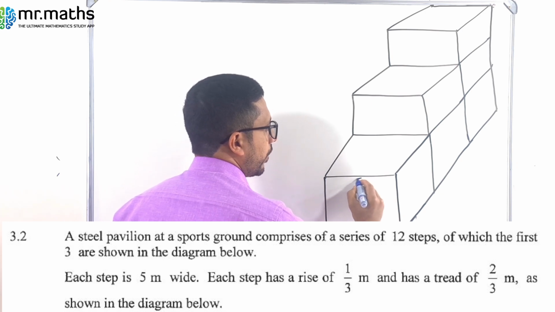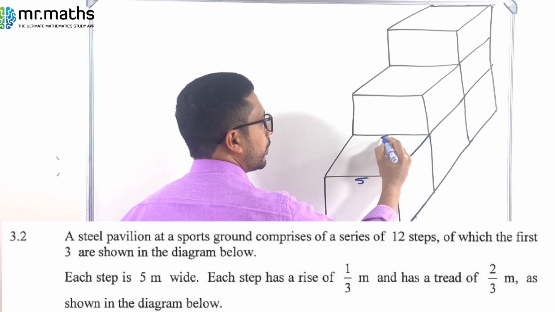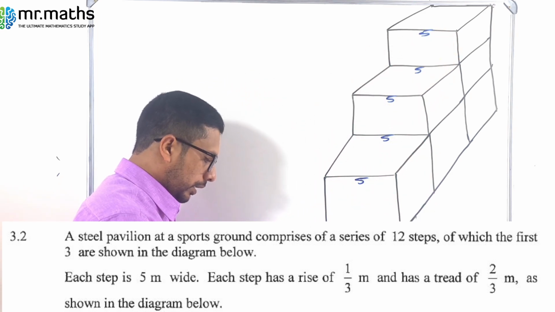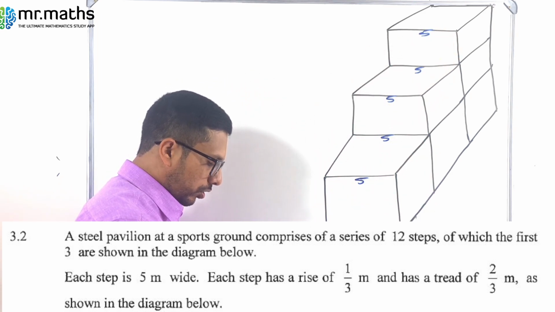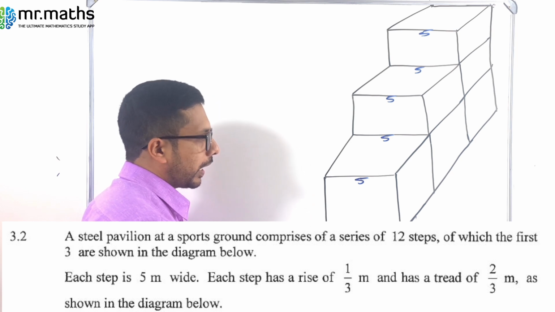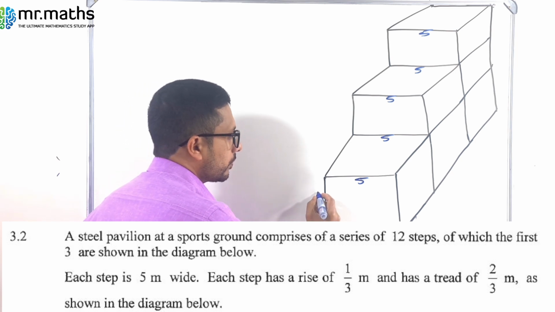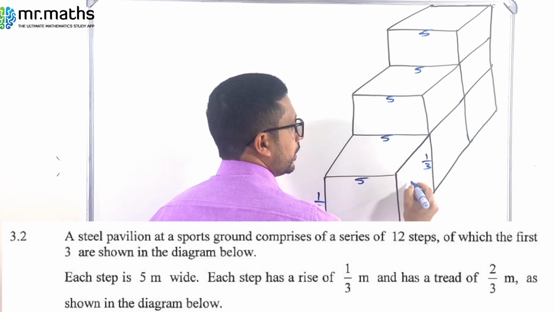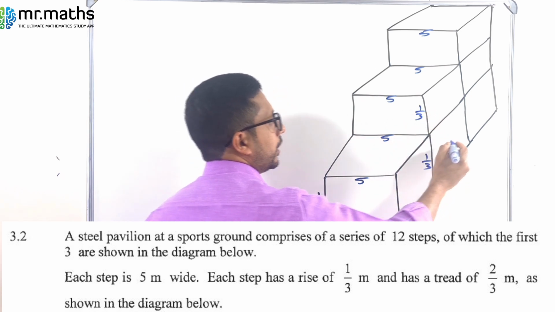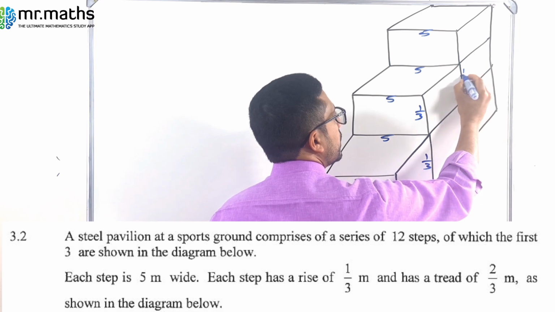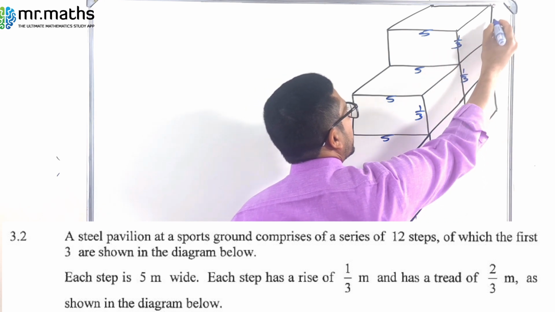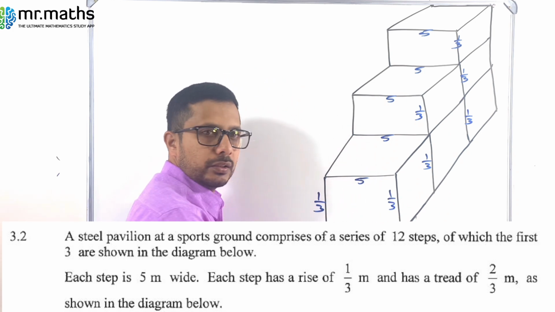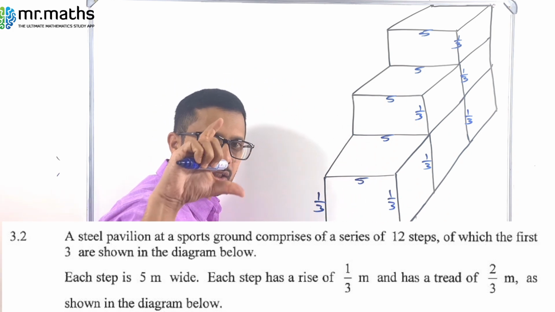Okay, so it is 5 meter, each one of these is 5 meter wide. Now each step has a rise of 1 over 3 meter. Rise means height. So this one is 1 over 3, this is 1 over 3, this is 1 over 3. Each step has a rise of 1 over 3, so all of these are 1 over 3. Do you understand? The height of each step.